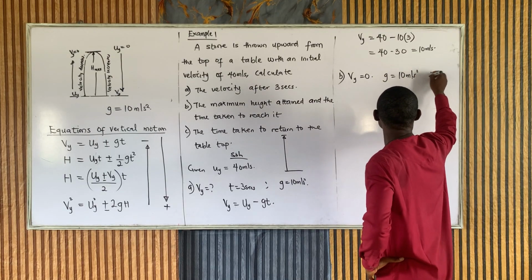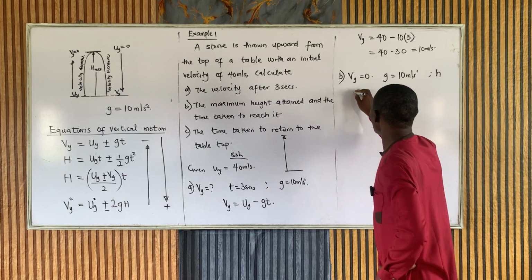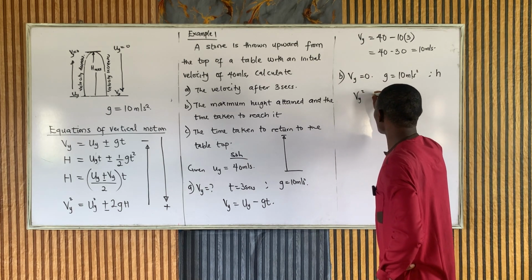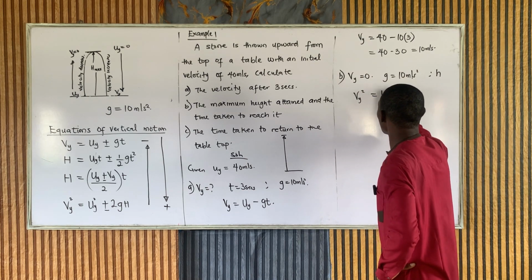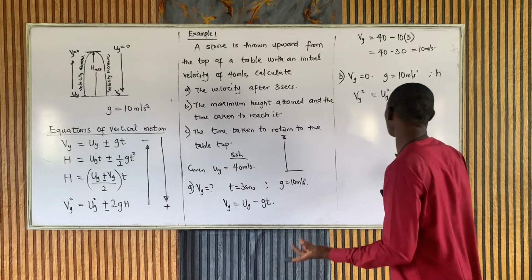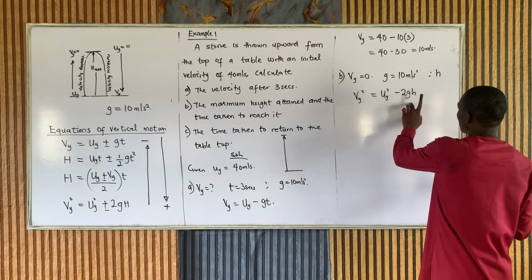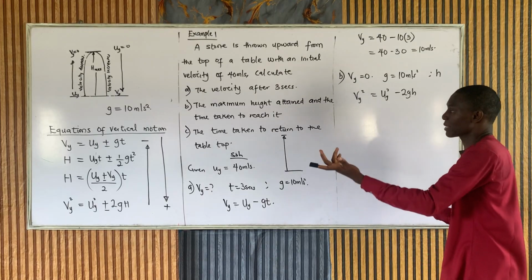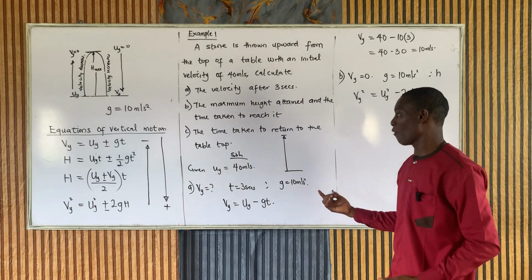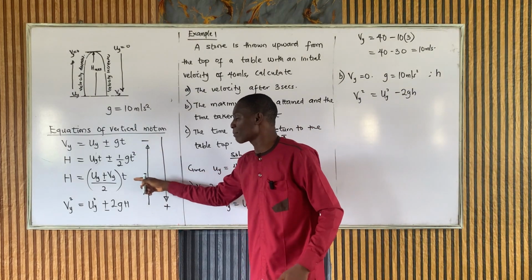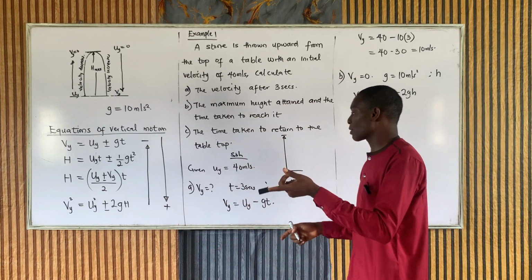So what is required here is the H, maximum height. So we say Vy squared is equal to Uy squared minus 2GH. I'm using this formula because we have V, we have U, and we have G, and we are looking for H. So that's what is best to use. I cannot use a formula that has T, because we don't have the time it takes to reach the maximum height.